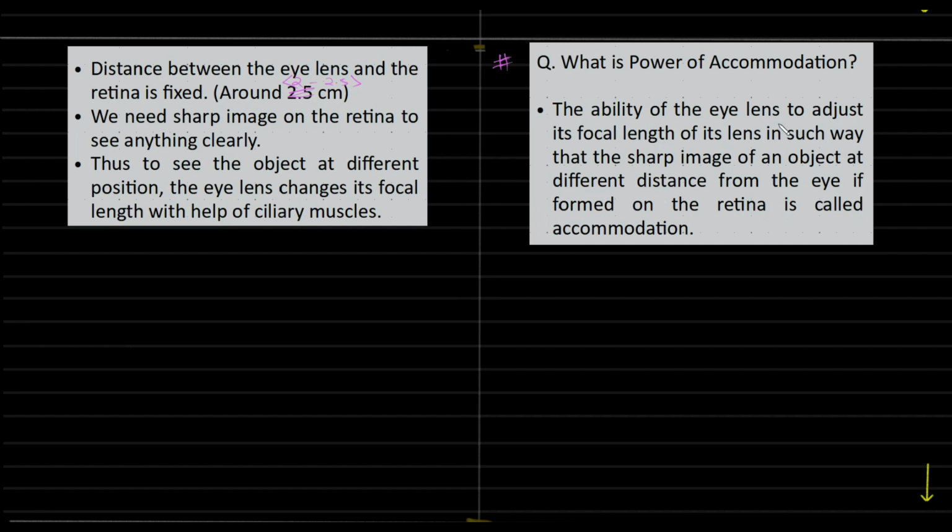The ability of the eye lens to adjust its focal length in such a way that the sharp image of an object at different distances from the eye is formed on the retina is called accommodation. Okay, that's actually a long sentence. I could have broken it.